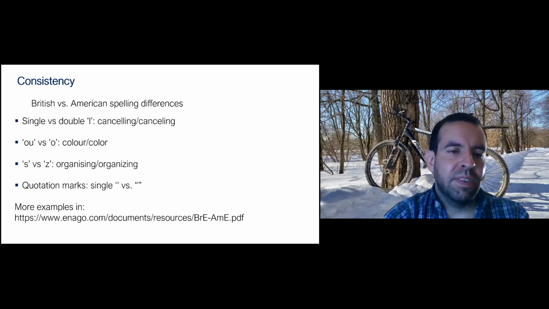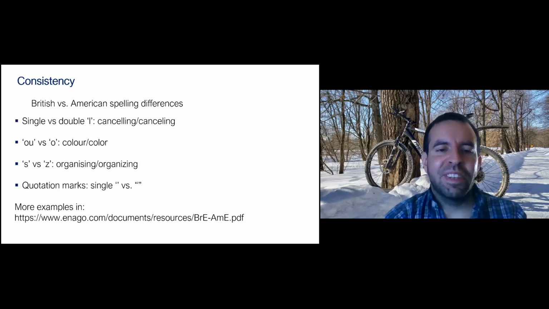Then S versus Z, like in the word organizing. And this is something I learned recently, to be honest. About quotation marks, like single versus double quotation marks, you can see more examples in the link that I have attached here. But yeah, these are also structural differences that you should try to be consistent about in your text.